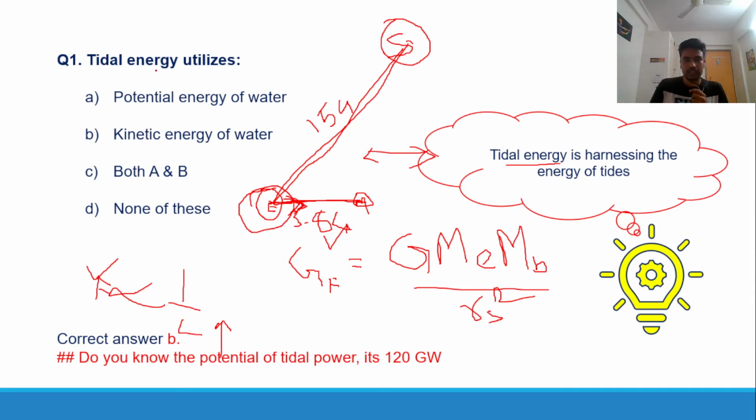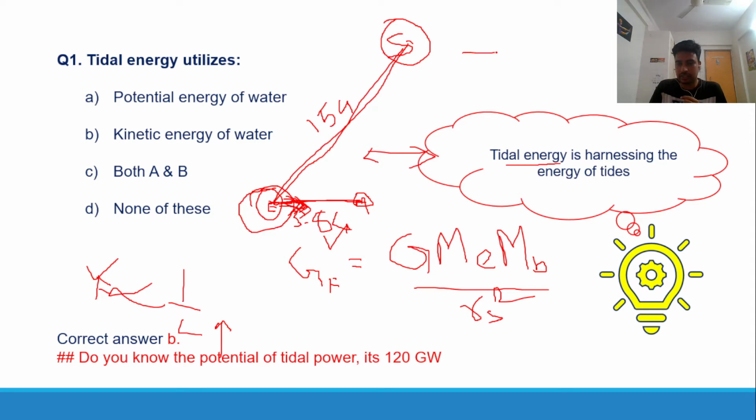So the question is, tidal energy utilizes what? The potential energy of water, the kinetic energy of water, both A and B, or none of these. So if we see, tidal energy doesn't have any potential energy stored in it. Okay, due to the tidal motion, this water actually moves.